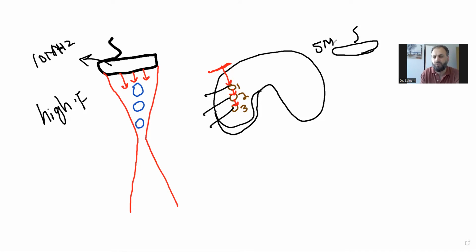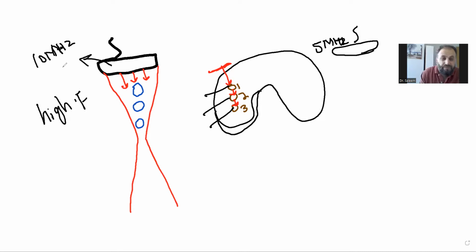Now, I want to know which will be the best probe to use. Just from theory, we know it is better to use the high frequency. But why? What is the reason behind that? I want to know the secret. Why should I use the high frequency? Why not this low frequency transducer, which is 5 megahertz? Instead of 5, why should I use 10 megahertz? What is the secret behind that?